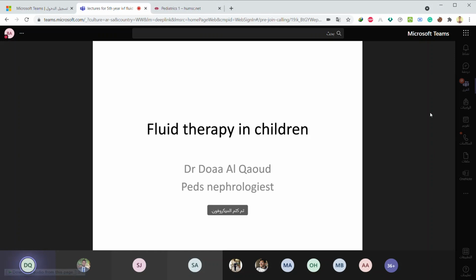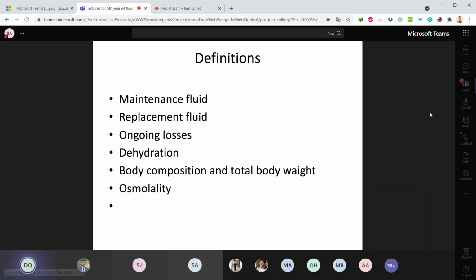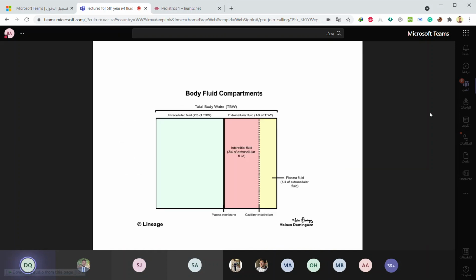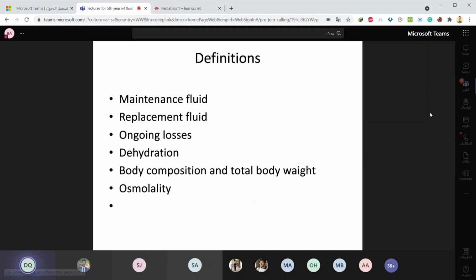Now we will talk about the situations in which we use IV fluid therapy, and how we prescribe IV fluid in pediatric patients. We have some definitions. Definitions in pediatric IV fluid therapy. We have maintenance fluid, replacement fluid, ongoing losses, dehydration, body composition and total body weight, and the osmolality.